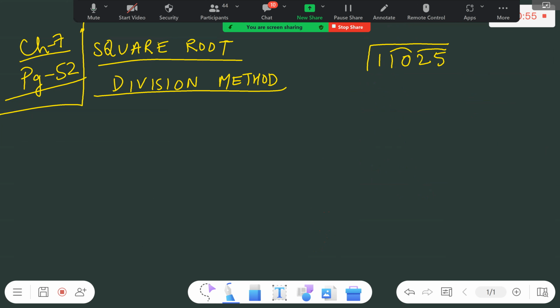What will be that digit? Who can tell me what will be the digit? 5? 25 into 5 is not less than or equal to 10. What is 22 into 2? What is 23 into 3?